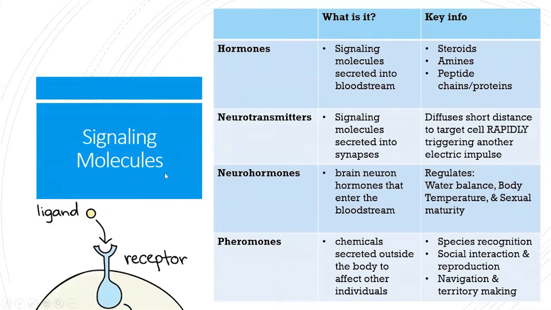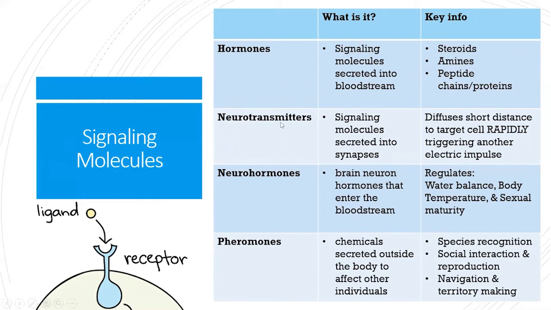All right, so now let's talk about the different signaling molecules. So we've got hormones, which essentially what a hormone is just something that's being secreted into the bloodstream, and it can be one of these types of signaling molecules. So they could be steroids, which are like modified lipids, amines, which you can think of as modified amino acids, and lastly, you have peptide chains or proteins. And remember, peptide chains is just a small protein that doesn't have any folding occurring yet.